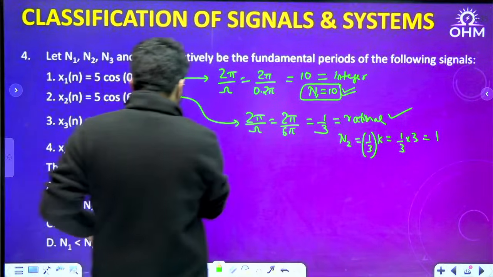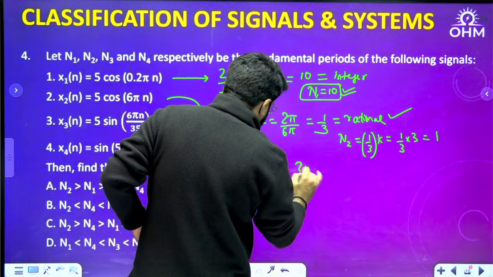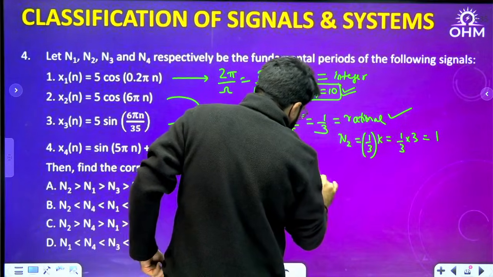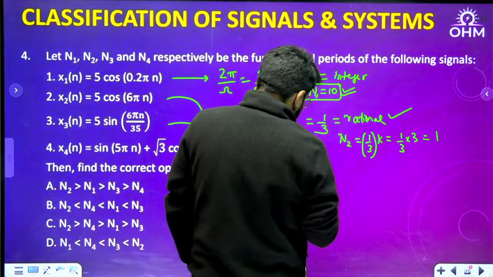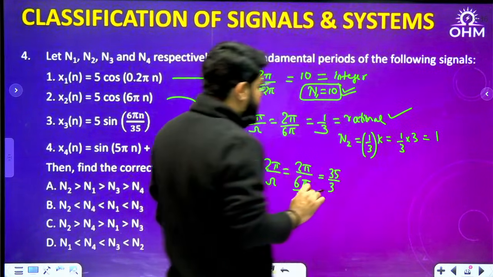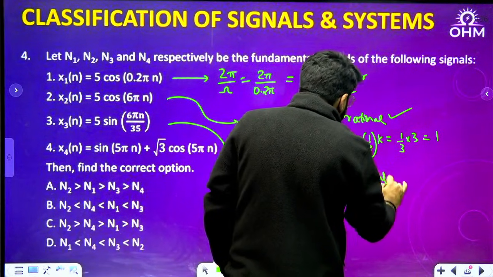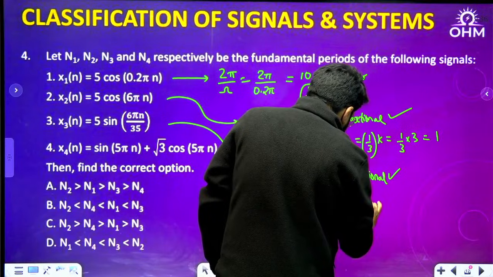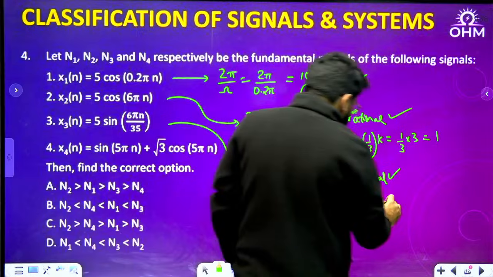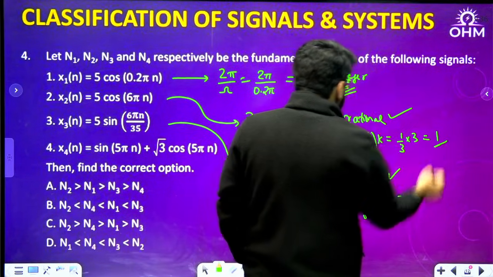Coming to the third one, 2 pi by omega. For the third one, omega is 6 pi by 35. Pi cancels again, and 2 and 6 cancel as 3, giving 35 by 3. It is again rational but not an integer. The period cannot be 35 by 3, but the period N3 can be some multiple of 35 by 3. Again, which multiple? The third multiple suits here again. So the answer is 35. N3 is 35, and N2 is 1.